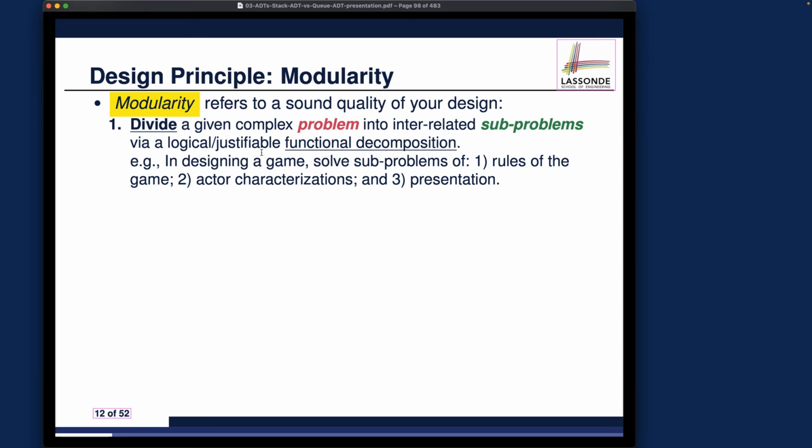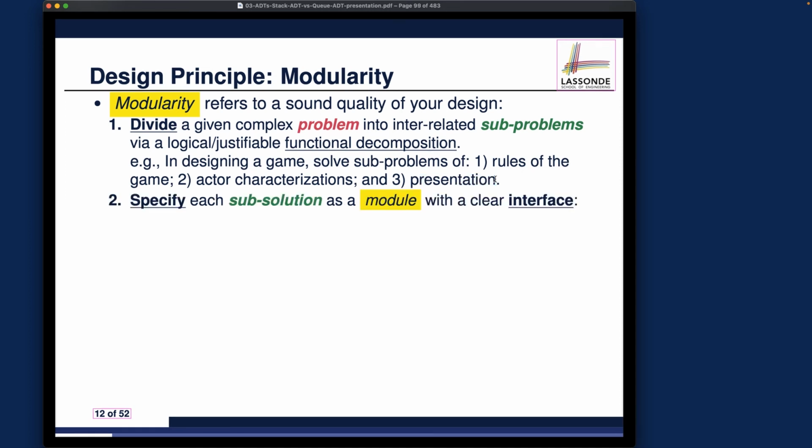For example, let's say you're trying to design a large computer game, and you want to solve the problem by dividing it into sub-problems. Number 1, what would be the rule of the game? How exactly would the players play with each other? Number 2, what about the characterization for the actor? What would be the specification for each individual actor, right? It's a different sub-problem. And number 3, how exactly do you present the game to the end user? Do you want to present it using a web browser? Do you want to maybe present it using some game console, etc.? So these are the different sub-problems you may have.